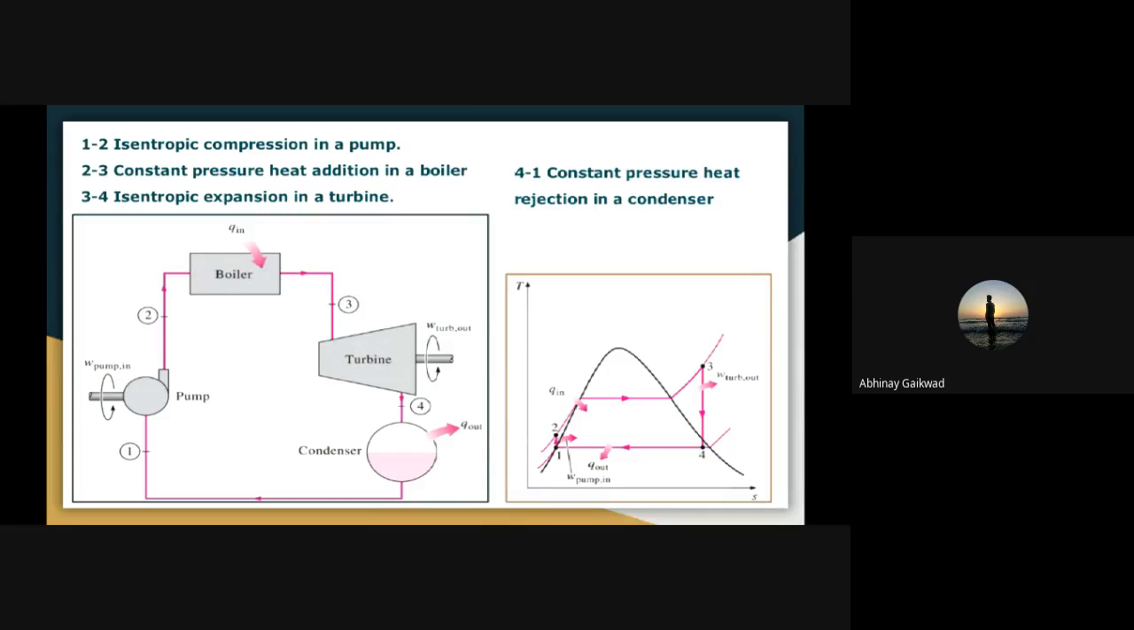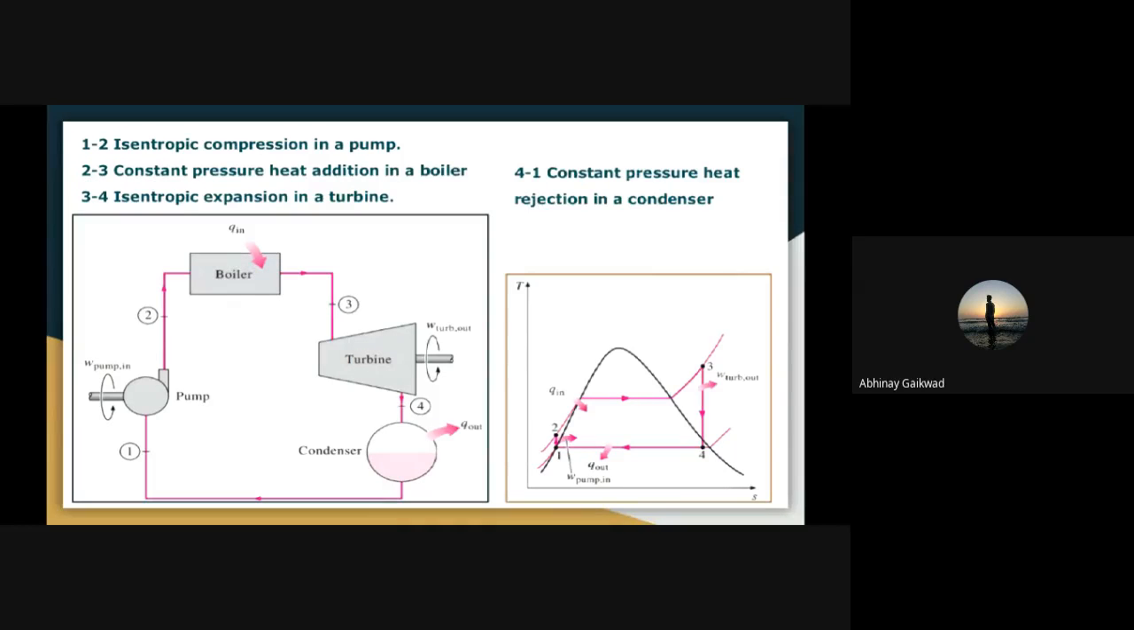The boiler together with the section where steam is superheated is also called the superheater, or steam generator. Now at state 3 we have superheated vapor, and it enters the turbine, where it expands isentropically.